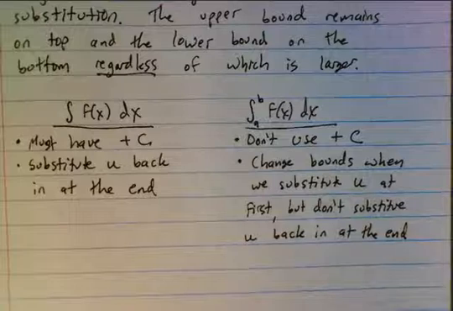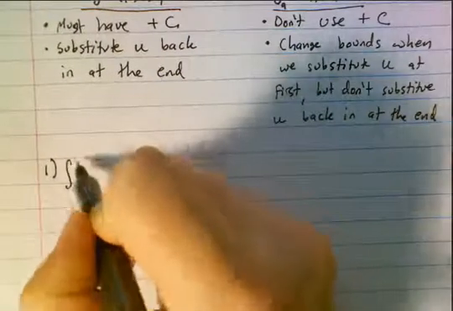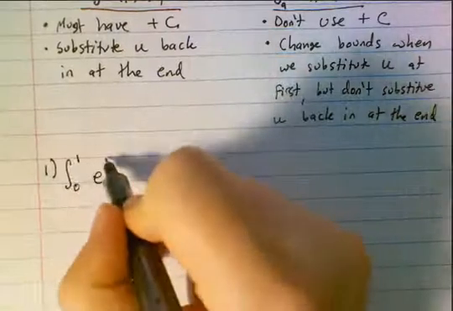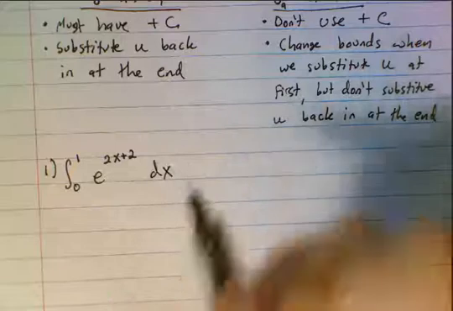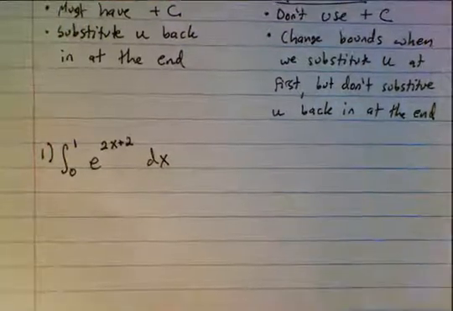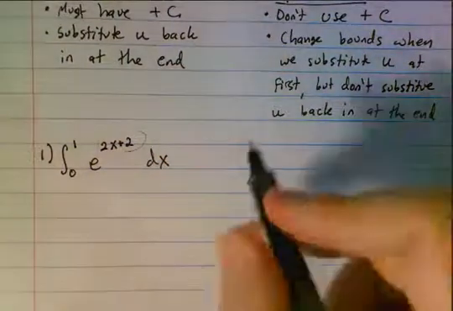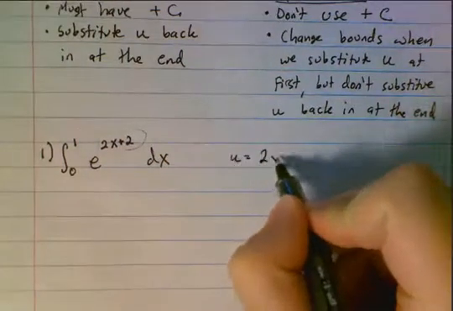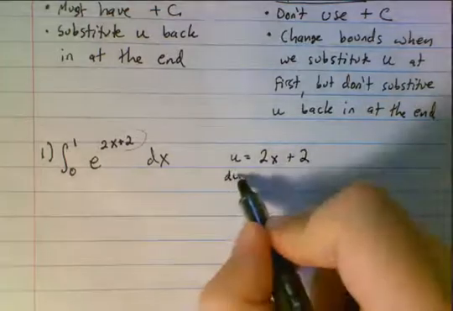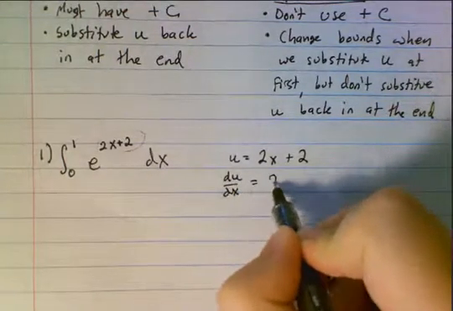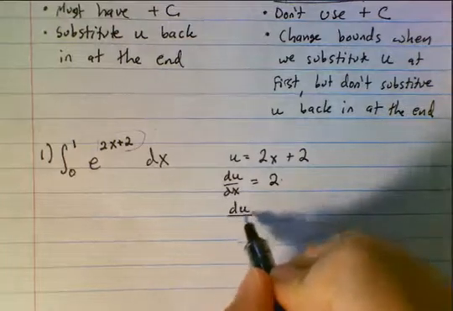So let's do a couple of example problems. Let's do the antiderivative from 0 to 1 of e to the 2x plus 2 dx. And we see that this is a box function right here. So our u is going to be what's in the box. Take our derivative and manipulate it to get dx by itself.